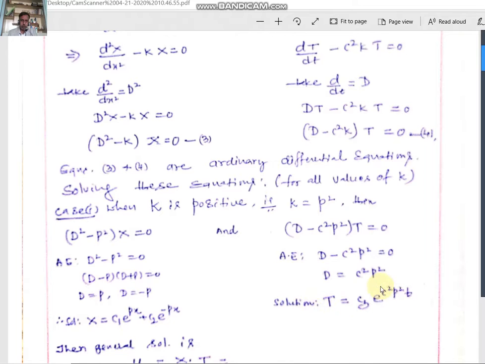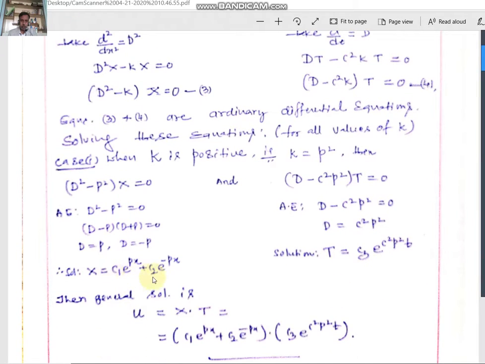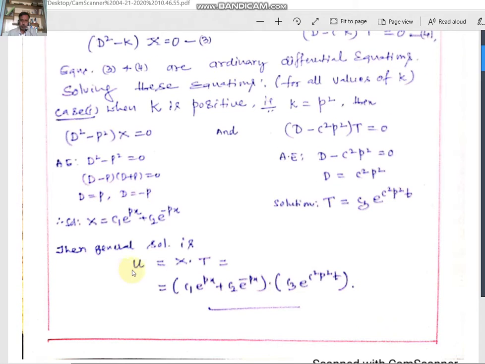Okay, then we got two solutions. One is the x solution and another is the t solution. So then combine them. What was u? u was the product of x into t. Put the x value and the t value. So this is one solution of the heat equation when k is a positive term.